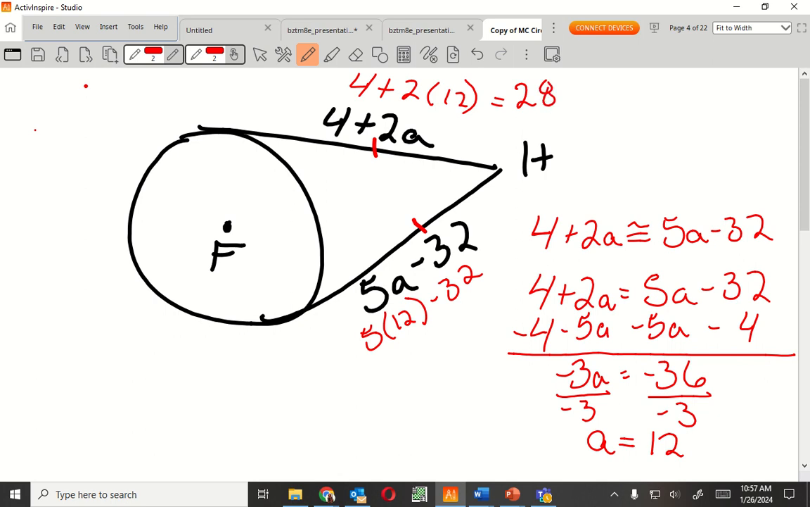Very good. Now down here for this one, it says 5 times 12 is 60. 60 minus 32 is also going to give me 28. Very good. So they're congruent. Since one of them is 28, I also know that they both have to be 28. Does that make sense? Is that nonsense? No. Good save on that one.